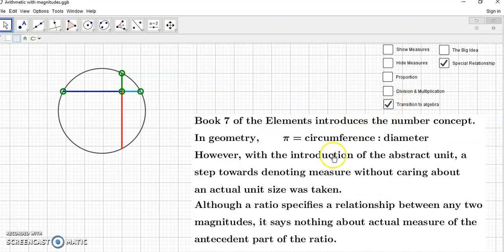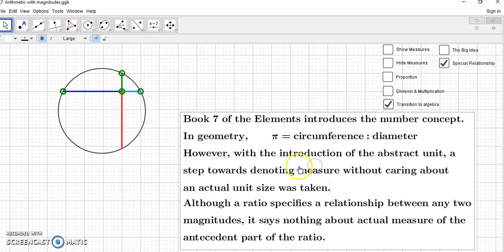So what happens is, in Book 7 of Euclid's Elements, we transition to algebra where we introduce the number concept. So in geometry, pi is equal to the ratio of the circumference to the diameter. All that means is that you're comparing the two, right? But with the introduction of an abstract unit, we are a step towards denoting measure without caring about the actual size of the unit. So that's what the abstract unit is. It means a unit whose size is irrelevant, okay?